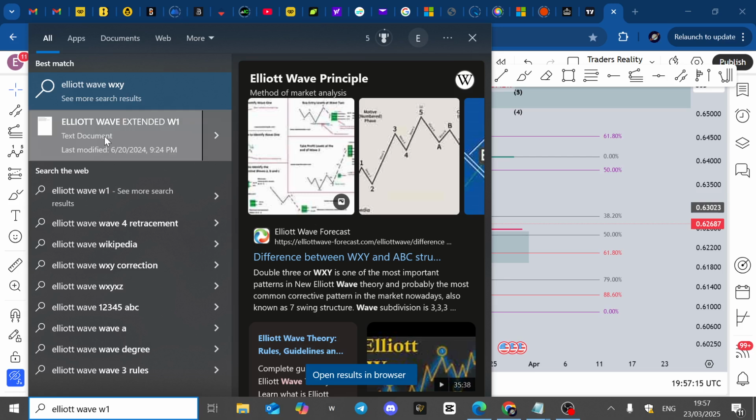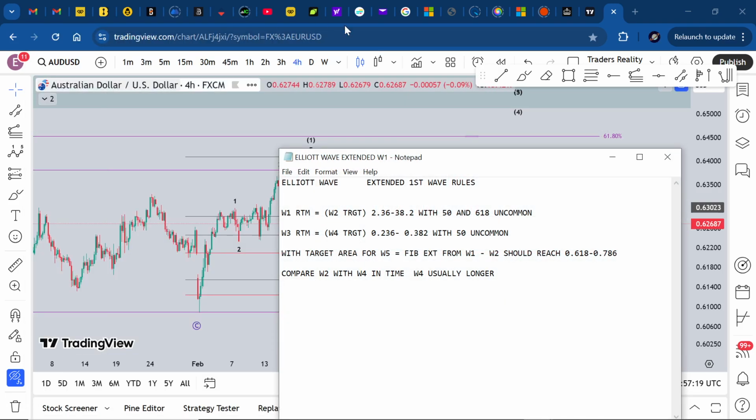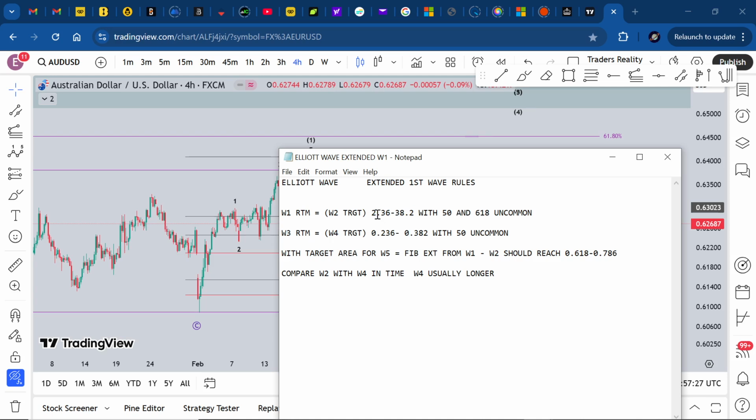Alright, there's my extended wave 1. Notes. So as you can see here, that's supposed to say 0.236. So between the 0.236 and the 0.382 is where we'd expect the 2 waves to end on 1, which we got. It would be between those two. I'll measure it in a sec.